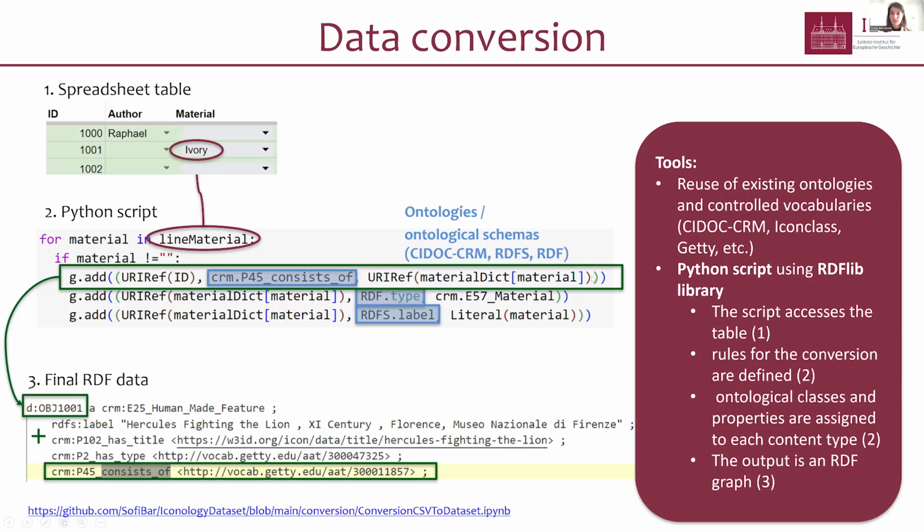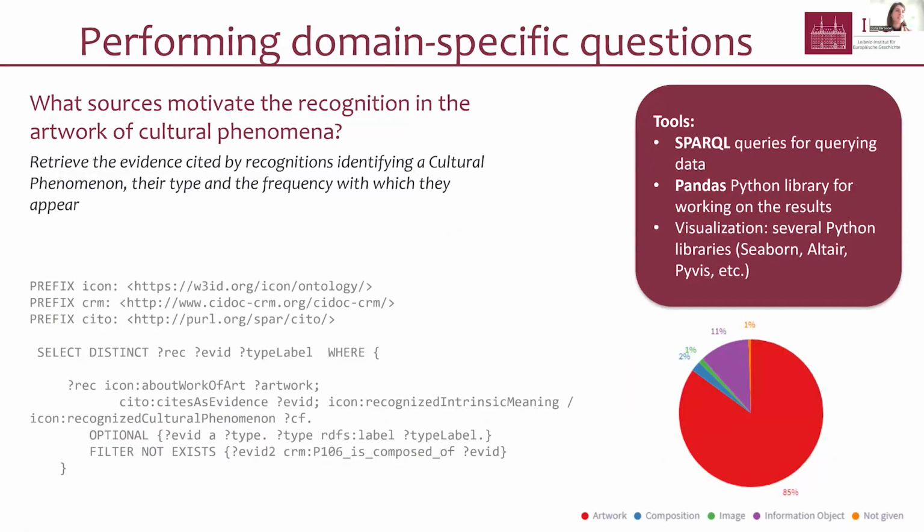The triple is the basic structure of RDF data in which you have one node as a subject, one property as the relation. So CRM P45 is our relation here. And it has another node as the object that you can see in the final RDF data. So that's the backend work of converting the data.